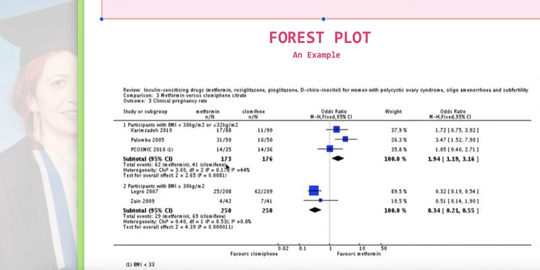One thing that I would want to say is that if everything falls on the neutral line, then again you will have to conclude that none of the interventions was effective in either of the groups.